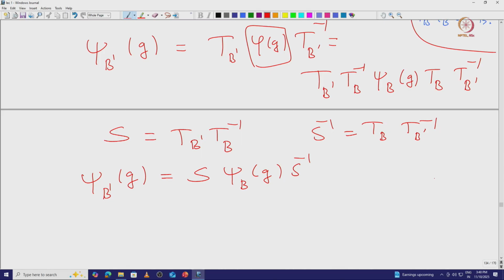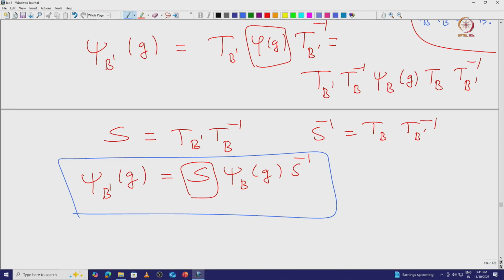So this tells us that we have this common capital S such that xi b g and xi b dash g are similar with respect to this common change of basis S. Because of that we can easily see that we can declare this xi b and xi b dash to be equivalent representations. So this is indeed the motivation behind defining the equivalent representations and defining the homomorphism of the representations of G.